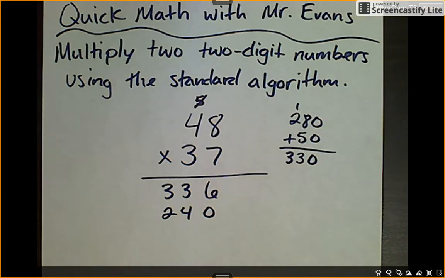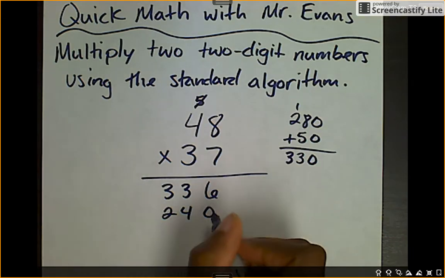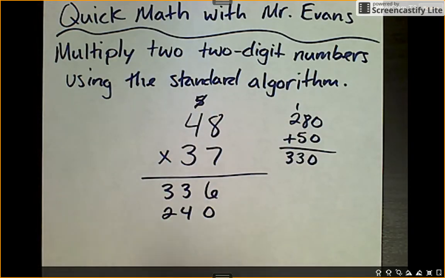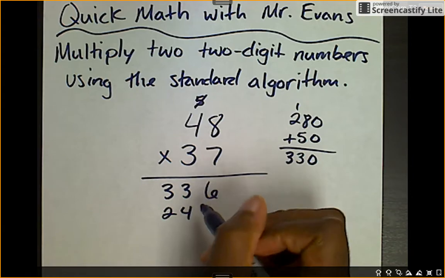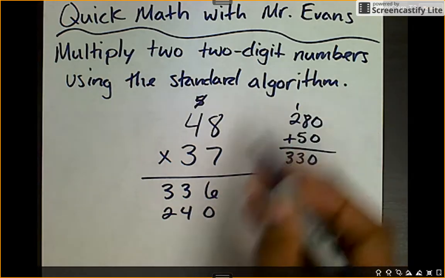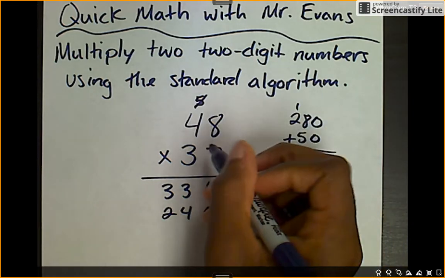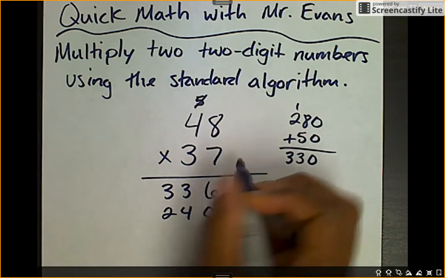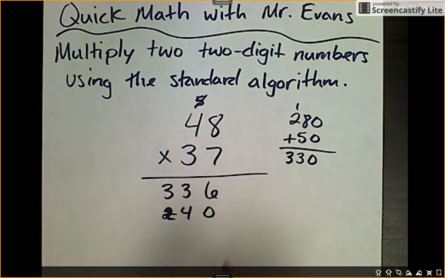I'm sure, parents, you may have had a situation where a teacher just told you to put a placeholder 0 there and then just start doing 3 times 8 and then 3 times 4, and you really never had an idea as to why you were putting the 0 there. Well, our kids understand the 0 is there because this was 30 times 8, which equals 240.